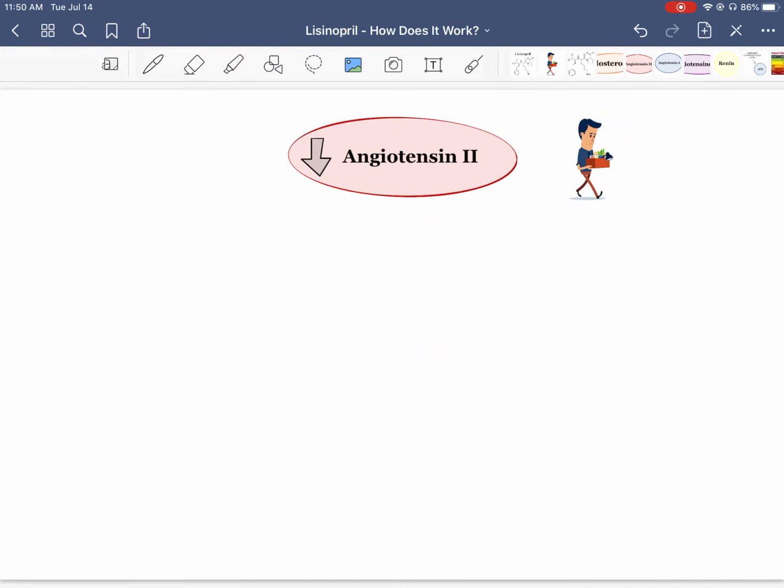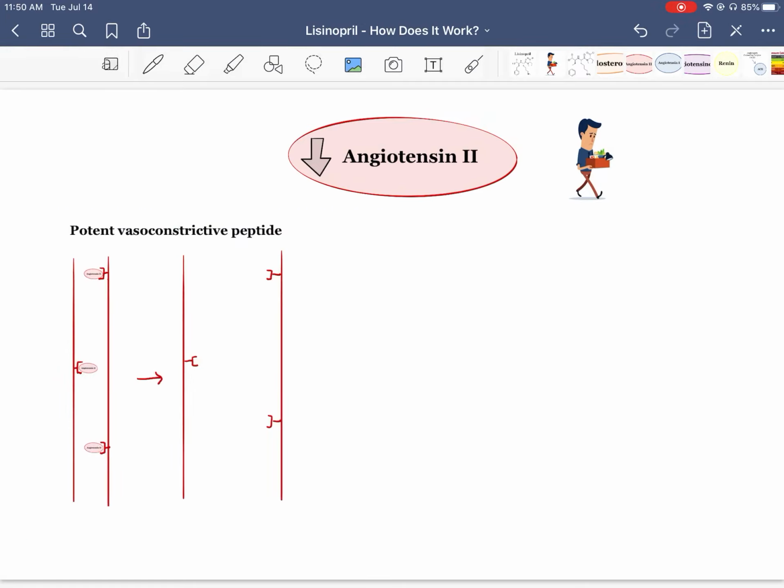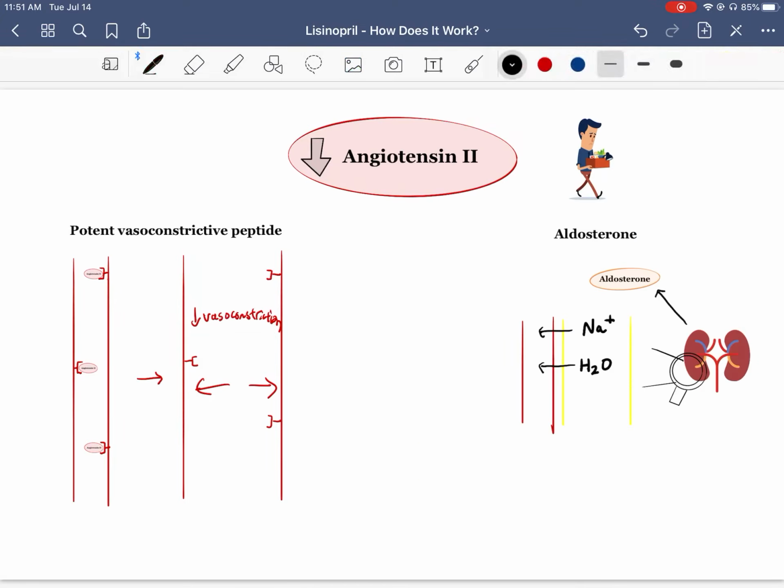By lowering the amount of angiotensin 2 in our bloodstream, we lower our blood pressure by reversing the two main mechanisms of angiotensin 2. With less angiotensin 2 to bind to tissue and muscle cell receptors, we then reduce the vasoconstriction, or the narrowing of our blood vessels. We also reduce the production of aldosterone.